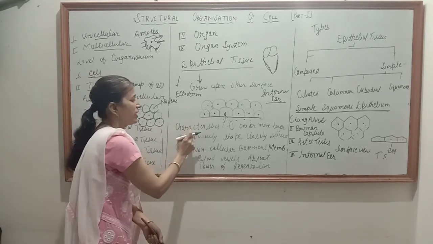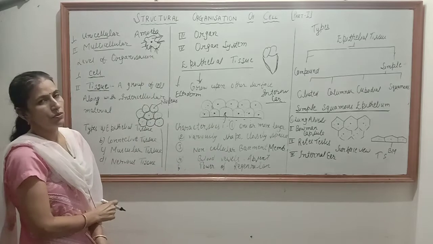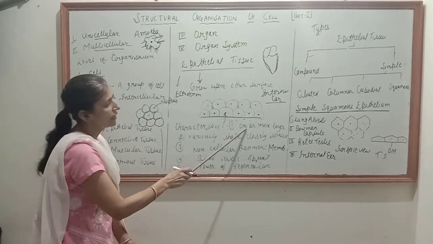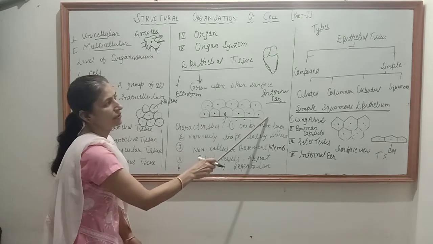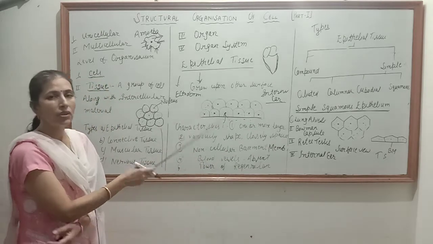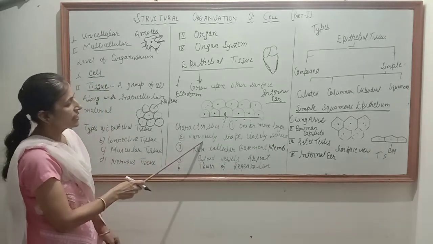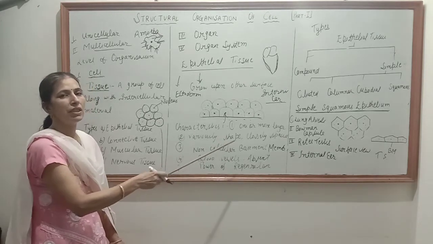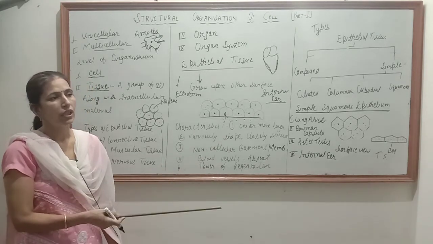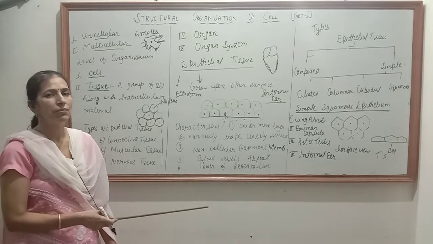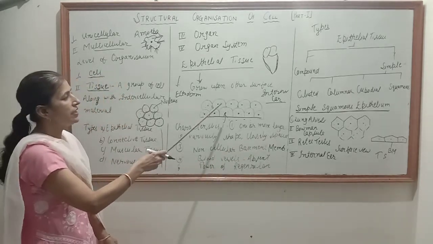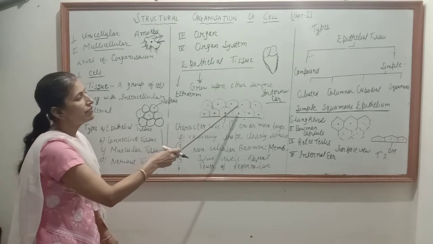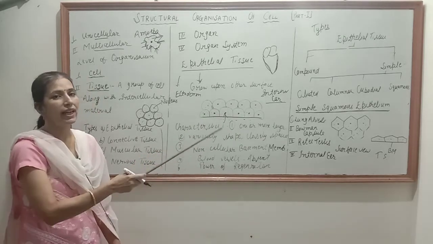So what are the characteristics of the epithelial tissue? First of all, it is arranged in one or more layers, means there may be a single layer, there may be more than one layer. Secondly, cells are variously shaped, means they may be polygonal, they may be cube-like, they may be columnar-like. Closely spaced, means the distance between these cells is very little, so they are tightly packed.